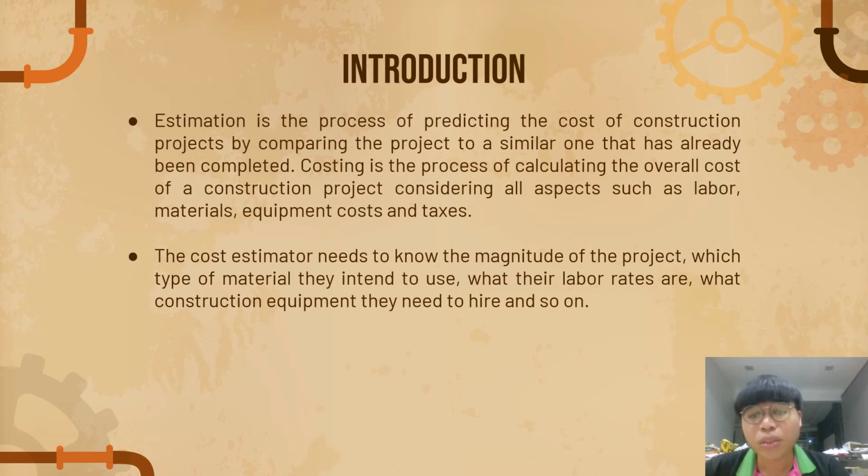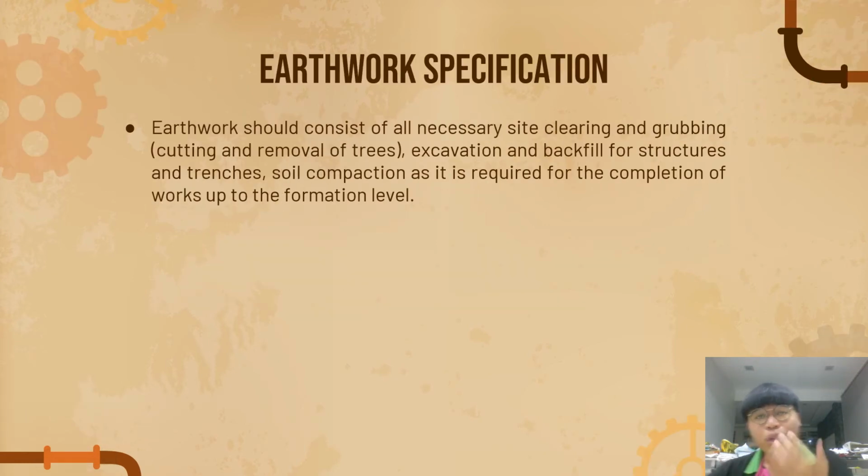The cost estimator needs to know the magnitude of the project, which type of material they intend to use, what their labor rates are, what construction equipment they need to hire, and so on. Now we go to the earthwork specification. The earthwork should consist of necessary site clearing and grubbing, cutting and removal of trees, excavating and backfilling of structures and trenches, and soil compaction as required for the completion of the work up to the formation level.